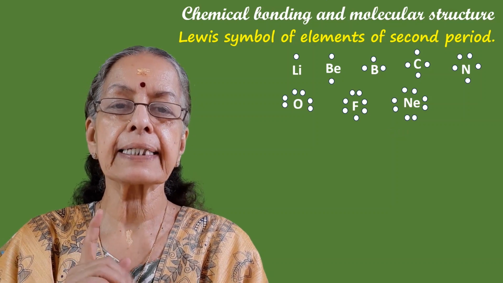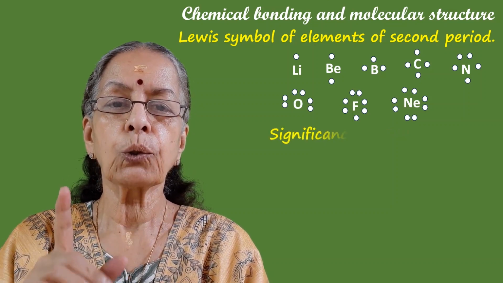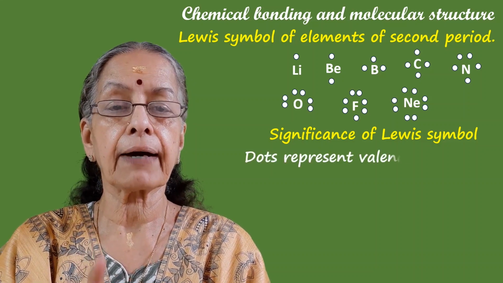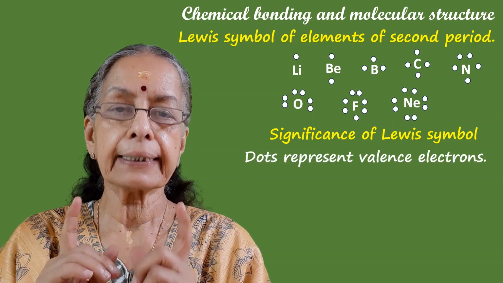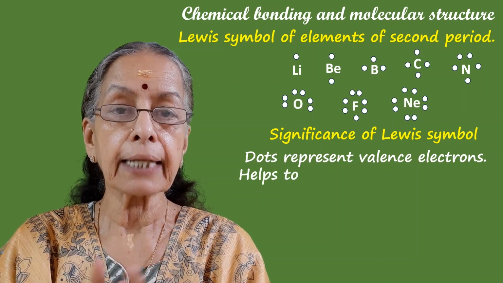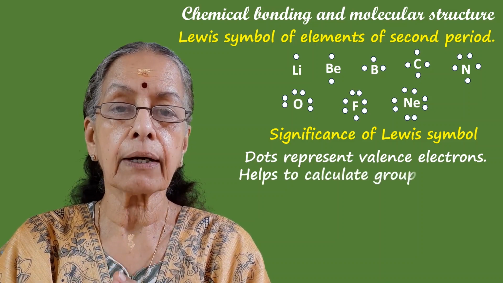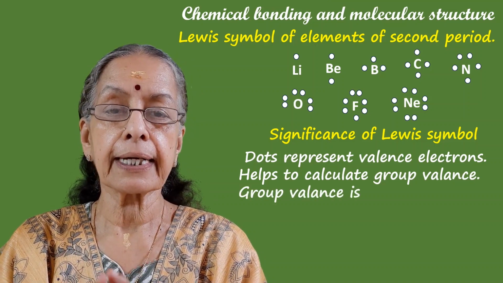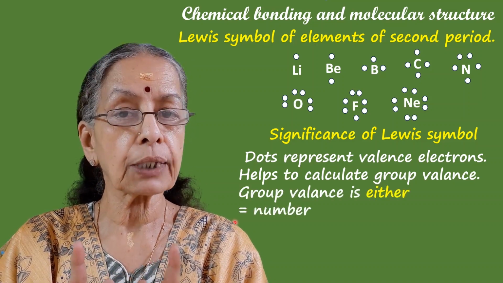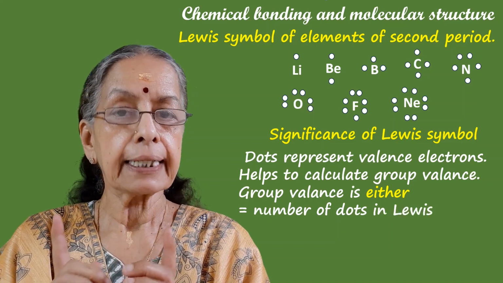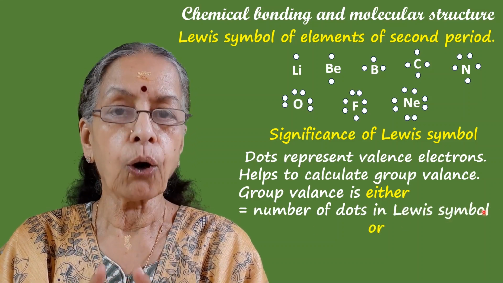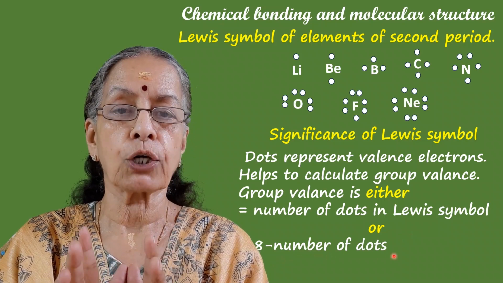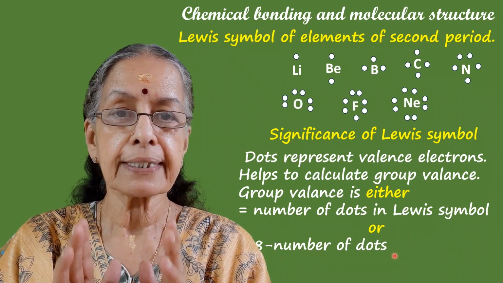Now we will see the significance of Lewis symbols. The dots represent the valence electrons, and this helps to calculate the common or group valence. The group valence is either equal to the number of dots in the Lewis symbol or equal to 8 minus the number of dots in the Lewis symbol.